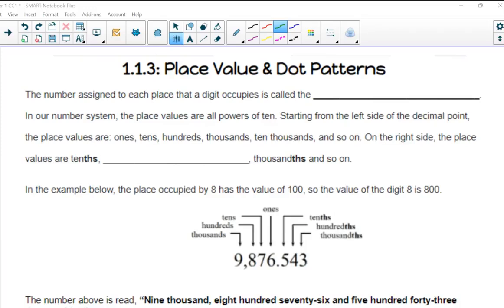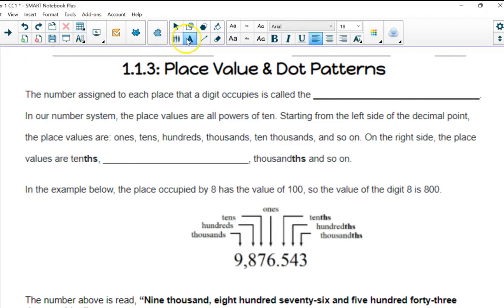All right, so 113, we're going to be learning about place value and dot patterns. Hopefully place value is going to be a lot of review for you, so we're just going to brush over it really quickly, do a couple examples, and then I really want to focus on dot patterns, which are going to be on the back side of your notes.